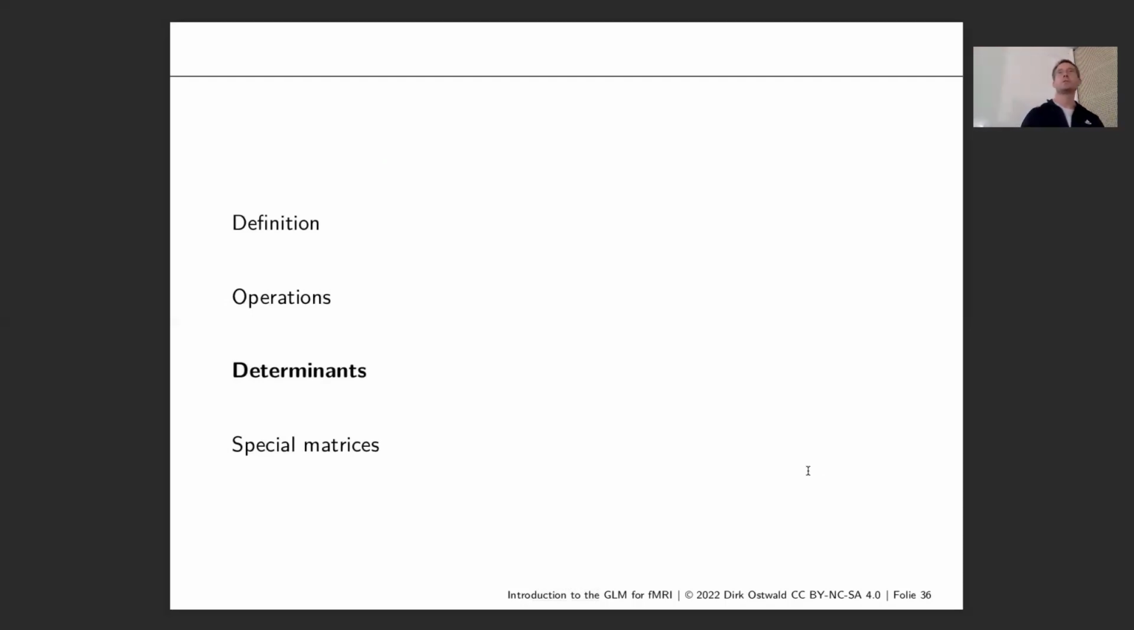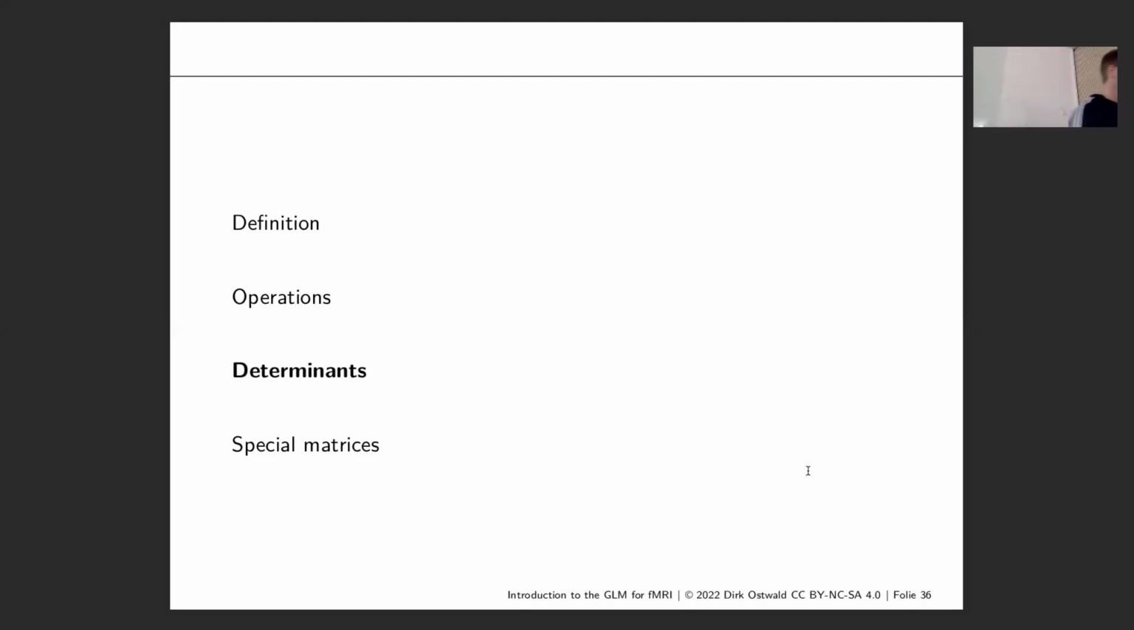Are there questions about matrix inversion right now? Okay, then I suggest we take a break, or do you want to continue? Where are you right now in your head? I could go on for half an hour and then we take a longer break, or we take a break now and then go fresh into determinants and special matrices. Who wants a break now? No one. Good, then I continue with determinants.